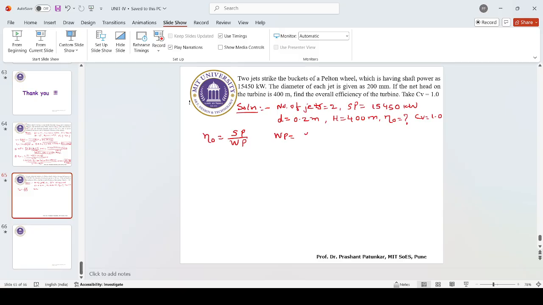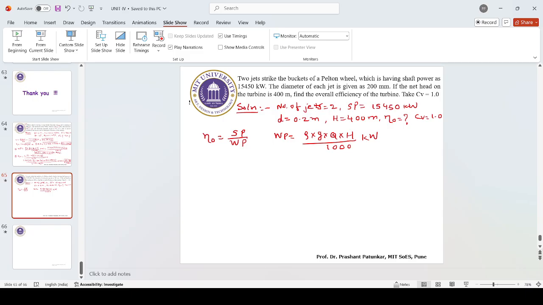We know that the water power can be calculated by the equation rho into g into Q multiplied by H, and if I divide it by 1000, I can get the water power in kilowatt.